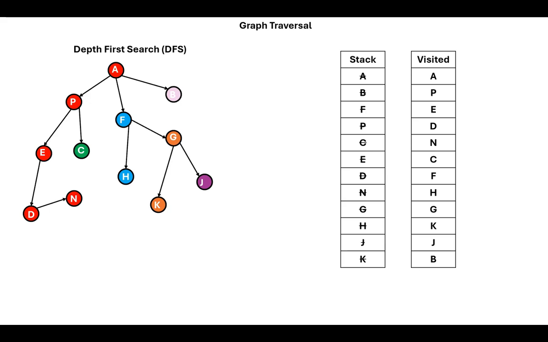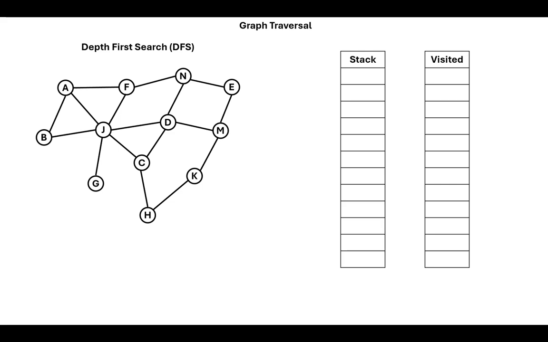Again, we'll do this on a graph that contains cycles so we can see the importance of marking nodes visited once they're added to the stack. And just to make that absolutely clear, whether it's BFS, DFS, queues or stacks, we mark them visited as soon as we add them to the queue or the stack so that we don't add them twice.